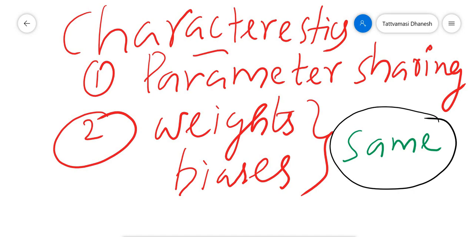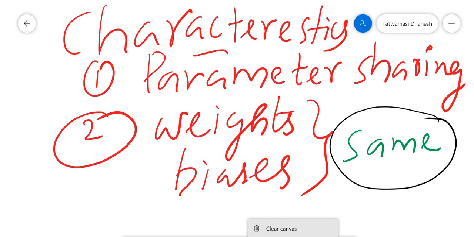These are the two important characteristics. One, it uses historical data. Second, each cell is a copy of its successor, so the weights and biases are the same. The parameters are shared across the network.